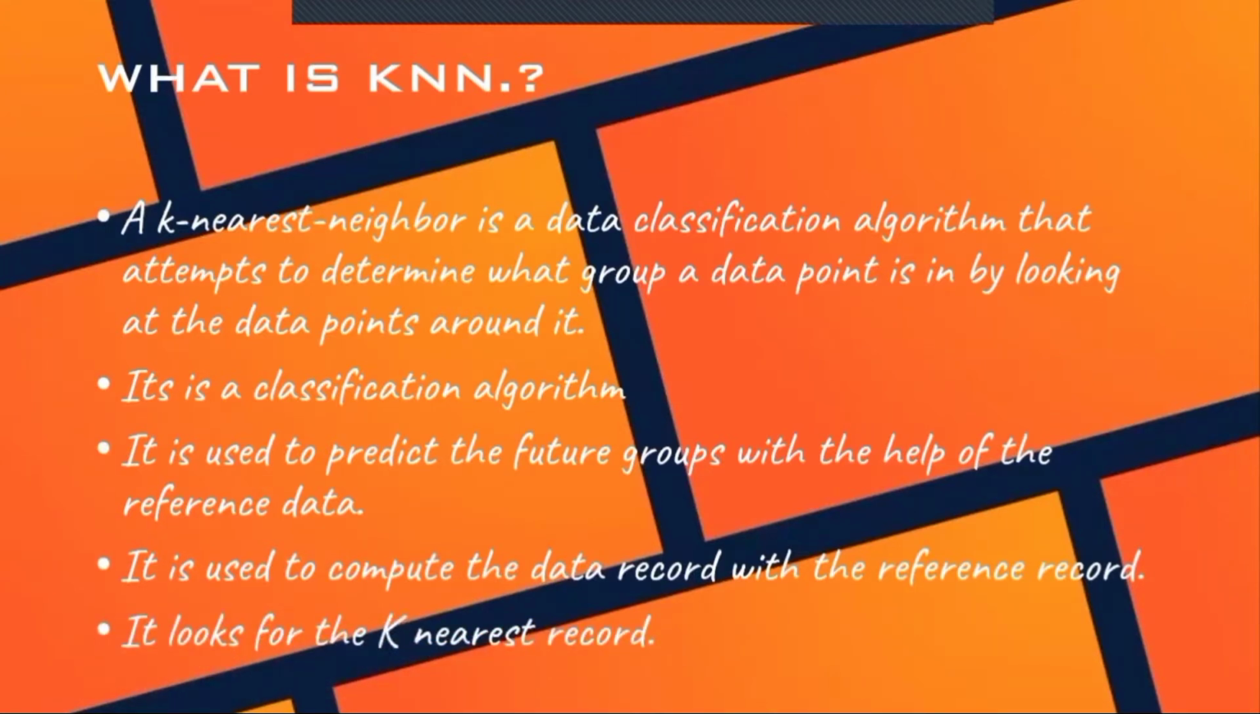So friends, to explain this with a clear example, the KNN algorithm is almost identical to the Naive Bayes classifier, which you have seen in my previous video. The k-nearest neighbor algorithm is also a prediction algorithm, which predicts using reference data.